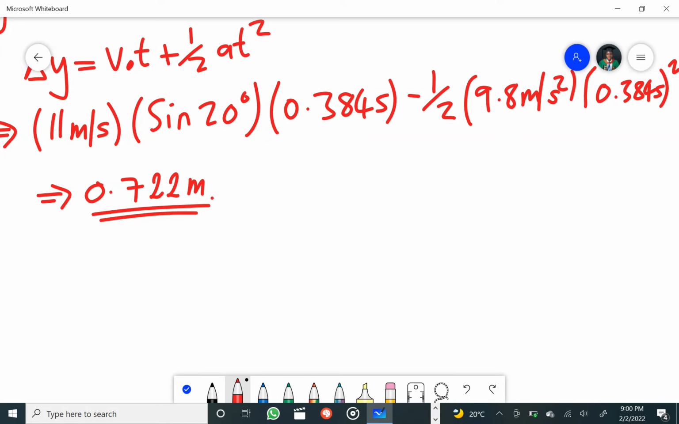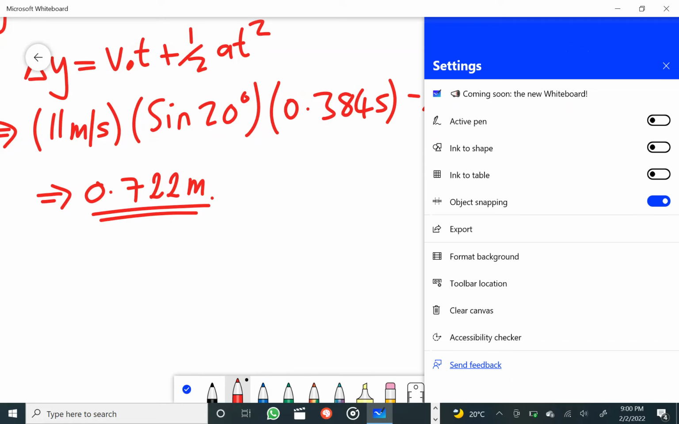So meaning when this person does the jump, she's going to take 0.384 seconds to reach our highest displacement or our highest vertical distance, right? And so that will be how high she would have jumped. And this makes sense because those people can really go high, but not very high. So this number pretty much makes sense.